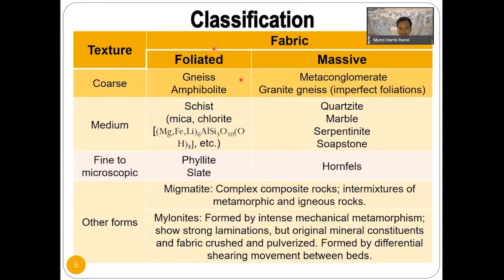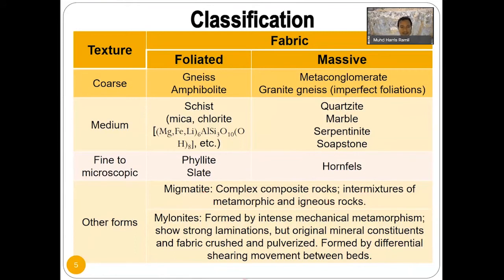In this type of rock, like slates, you're going to see that the fabric most of the time is foliated. And in this massive, most of the time the fabric is kind of equigranular. With these rocks, all you can see is actually the features of that rock. Okay, these are other forms. You have migmatite, complex composite rocks, an intermixture of metamorphic as well as igneous rock.